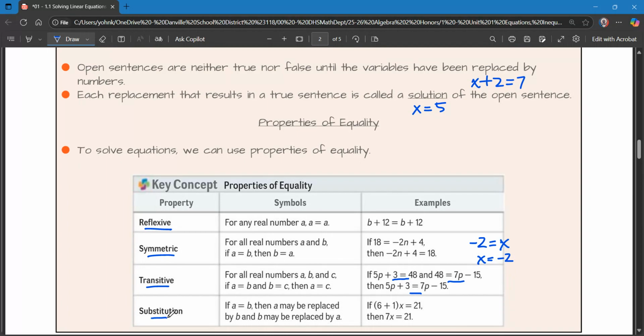The last property is the substitution property. It says if a equals b, then a may be replaced by b, and b may be replaced by a. Here's an example. If the quantity 6 plus 1 times x equals 21, then 7x equals 21. This is kind of like combining like terms. You're just trying to condense.